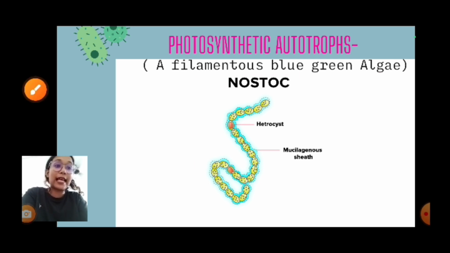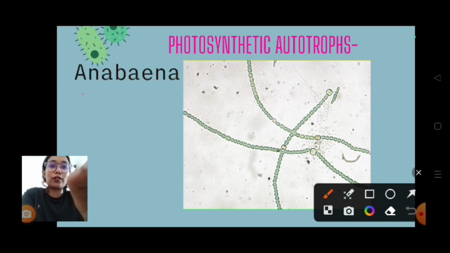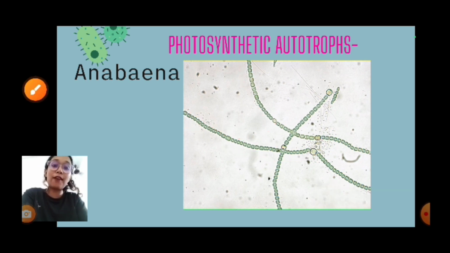Okay, next we'll see the picture of Anabaena, same as Nostoc. This is the picture of Anabaena. These are the heterocysts which are present, filament-like. Here the mucilaginous sheet is not visible, but it has a mucilaginous sheet. Getting my point? So you have to know the examples of photosynthetic autotrophs, that is Nostoc and Anabaena.